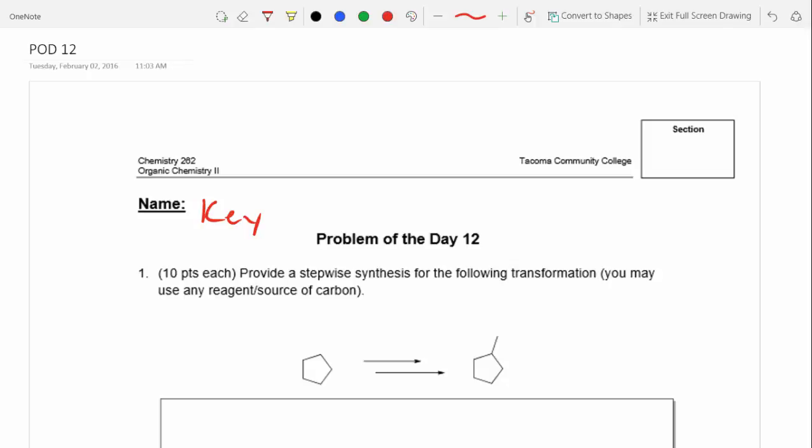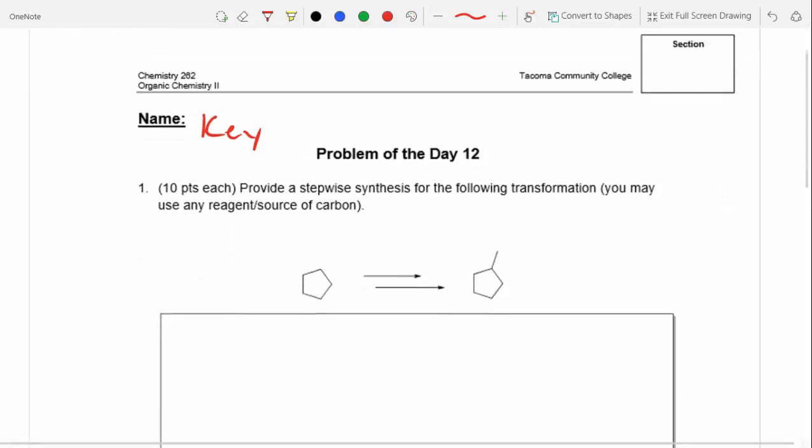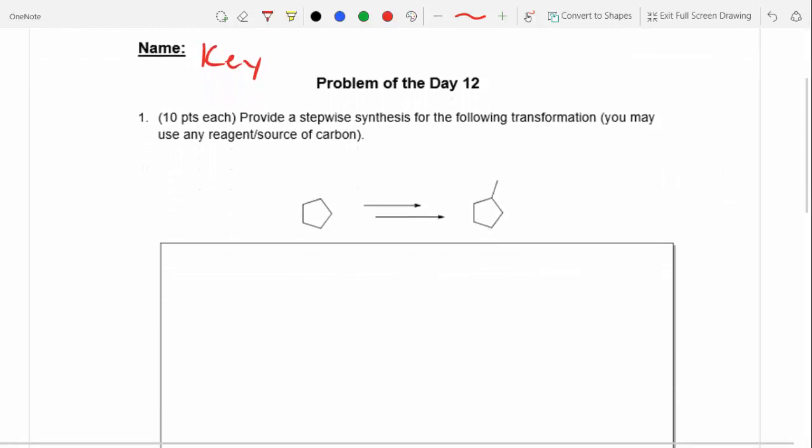All right, pod 12. It looks pretty straightforward. However, most of you guys saw it was pretty tricky. The first thing you want to do before you do anything with the synthesis problem is identify whether or not carbons were gained or lost. So in this case, we clearly gained a methyl group.